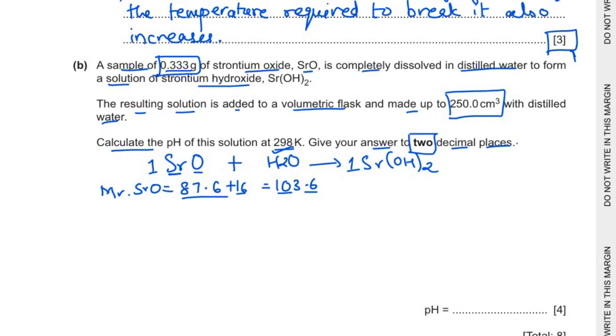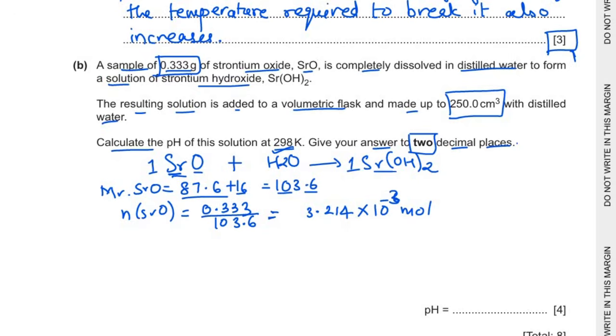Now that's the Mr, and so we can calculate the moles of strontium oxide, or you can also say the moles of strontium hydroxide, which is the mass, 0.333, divided by 103.6. Now that is equal to 3.214 into 10 power minus 3 moles.